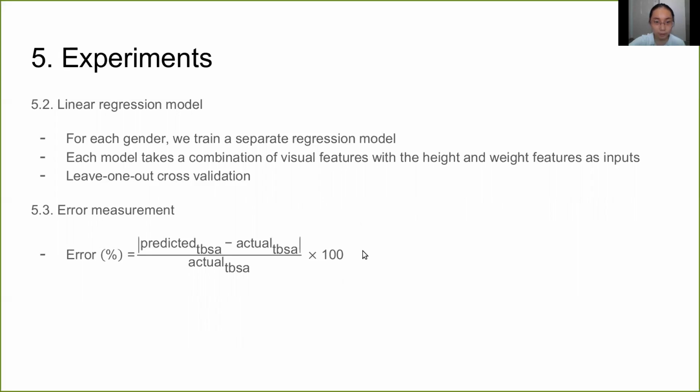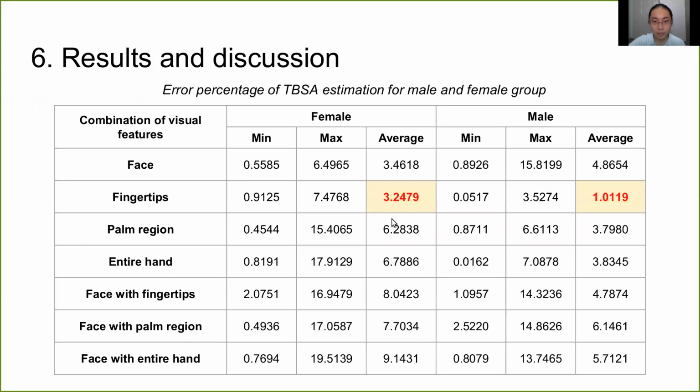The prediction error for the model is measured as a percentage of the difference between the predicted TBSA value and actual TBSA value over the actual TBSA value. So this table summarizes the error percentage of the model for each gender group with different combinations of visual features. As we can see, the average error percentages are less than 10% for both genders. The model always performs slightly better on the male group compared to the female group, except when only face feature is used.